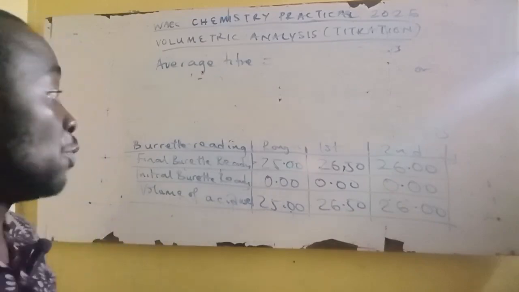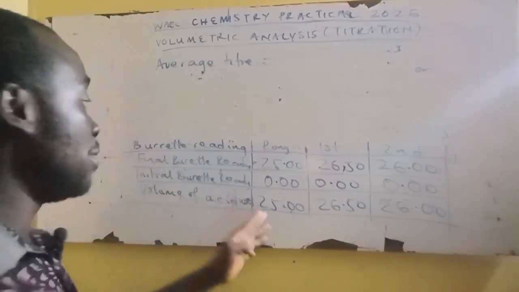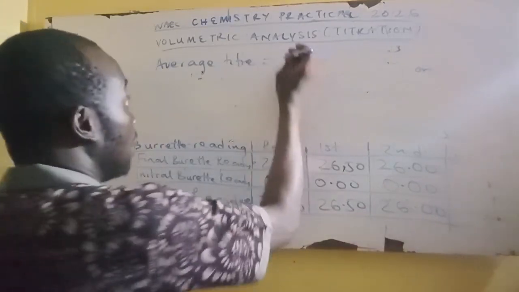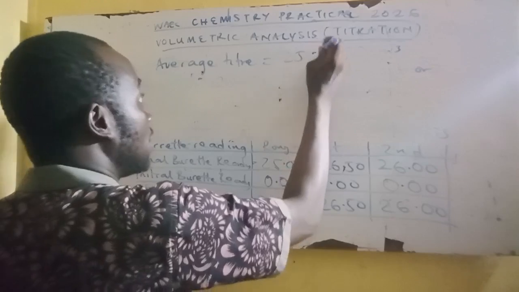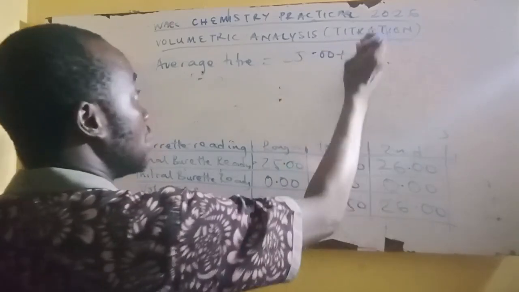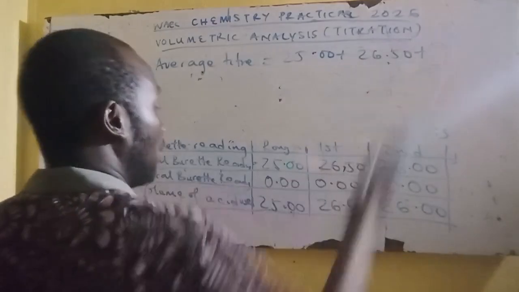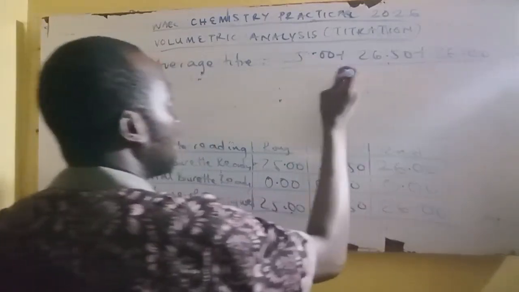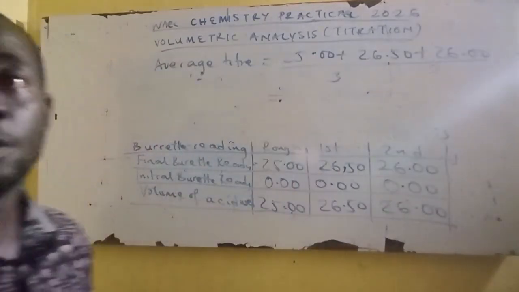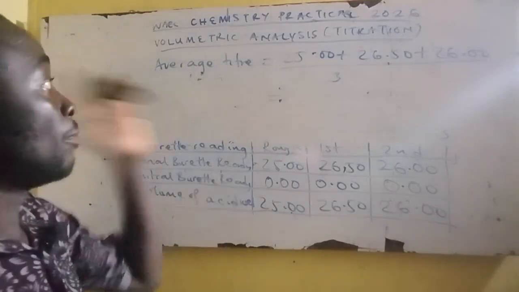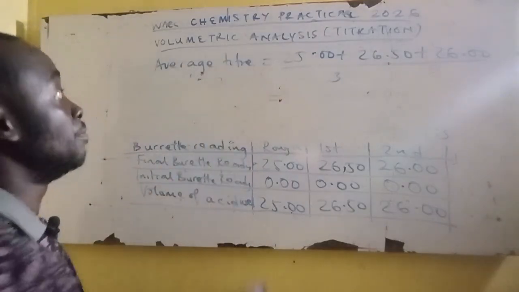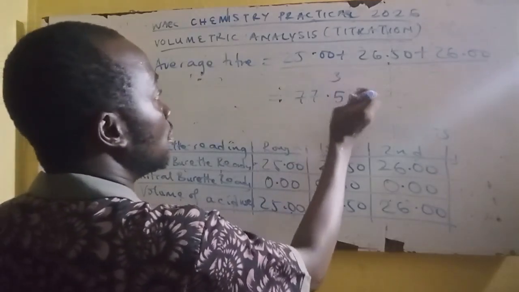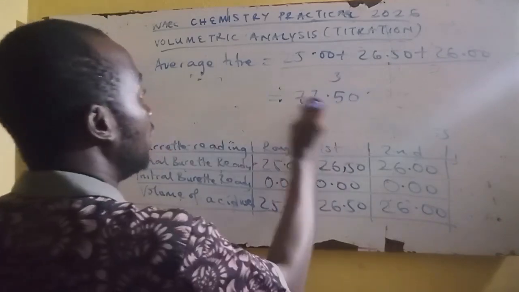So depending on the one that you want to do, it's okay. But for me, I'm going to add the 3 readings and find their average. Now this is 25.00 plus 26.50 and plus 26.00 all over 3. Now once I have this, then there is no problem. My sum is going to be 77.50, and divided by 3.